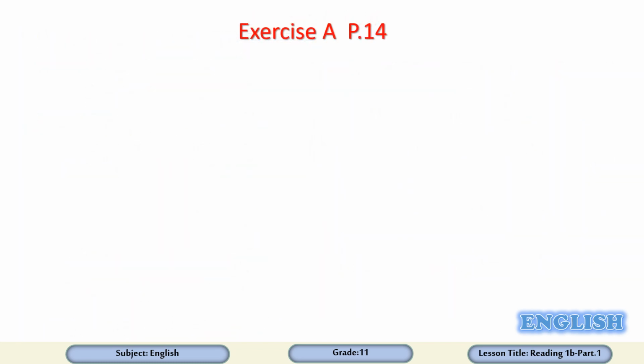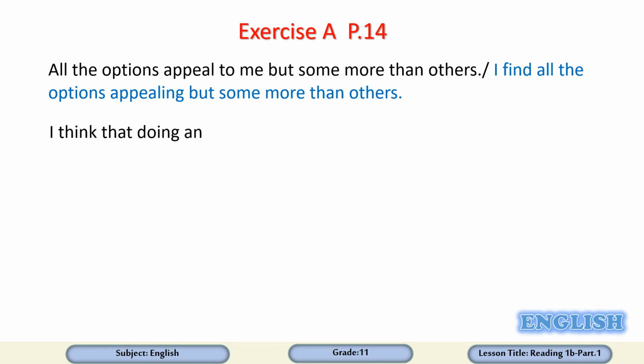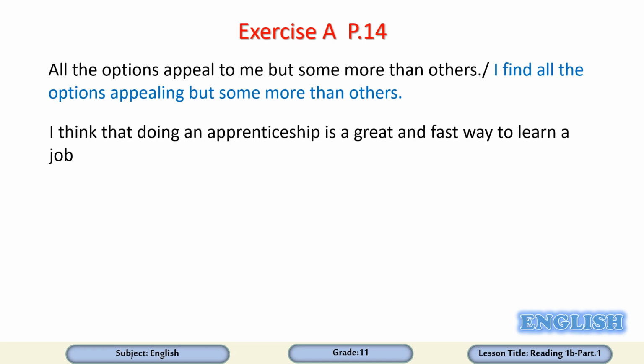You can start your answer like this. All the options appeal to me, but some more than others. Or you can say, I find all the options appealing, but some more than others. You can proceed and say, I think that doing an apprenticeship is a great and fast way to learn a job and start a career.